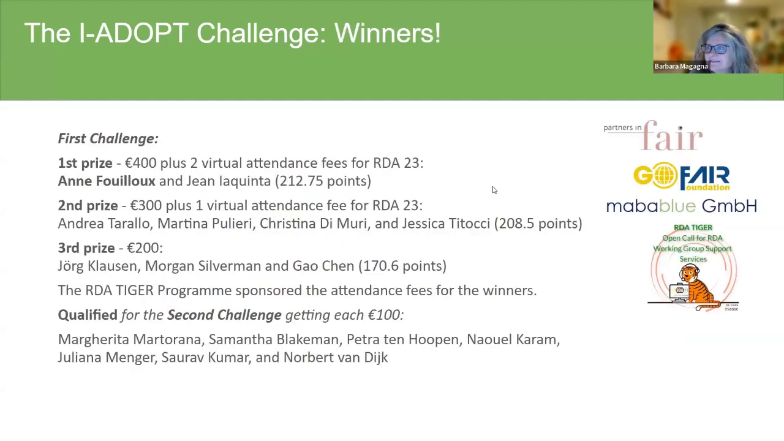Last slide. These are our winners. First prize, and I have to see if Anne is actually here. Is Anne here? I'm not sure. I don't see her. Anne Fouillot is the winner, together with Jean Jaquinta. And they got €400 plus the virtual attendance fees. And I'm not sure, I have to check if she is here or not. Yeah, I don't see her.